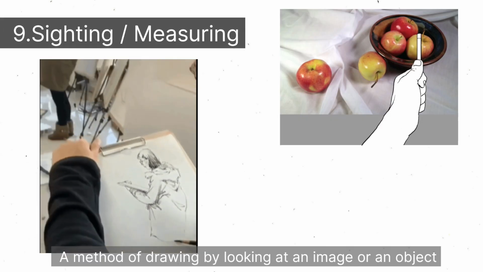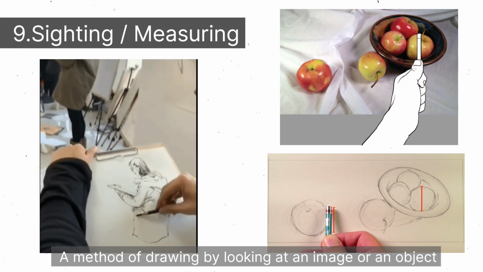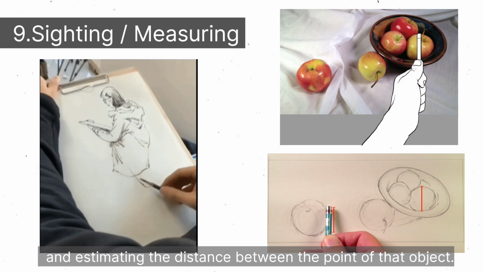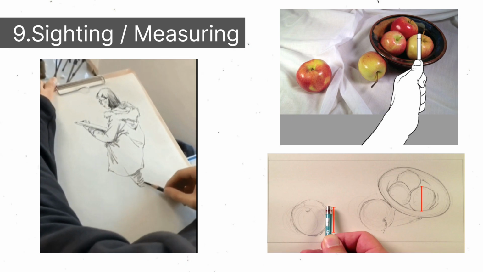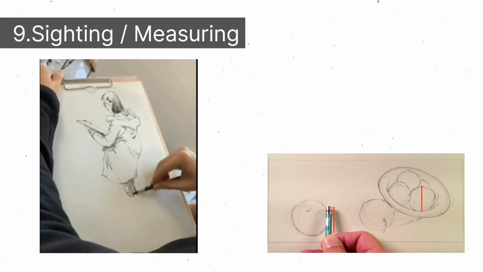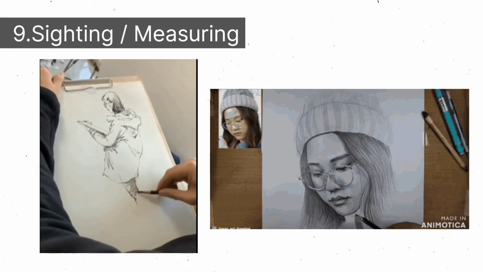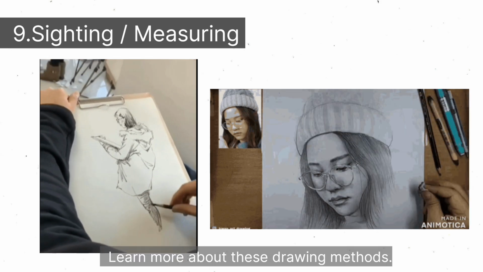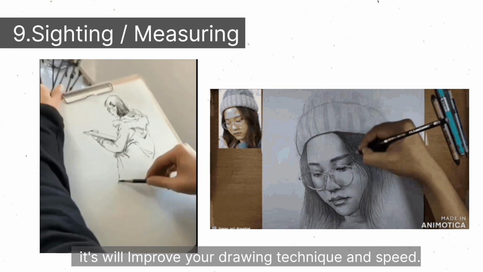Sighting or measuring. In this method, we normally draw by looking at an image or an object and estimating the distance between the points of the object. Learn more about these drawing methods. It will improve your drawing technique and speed.